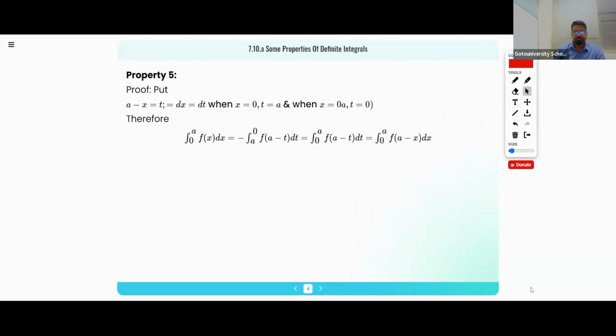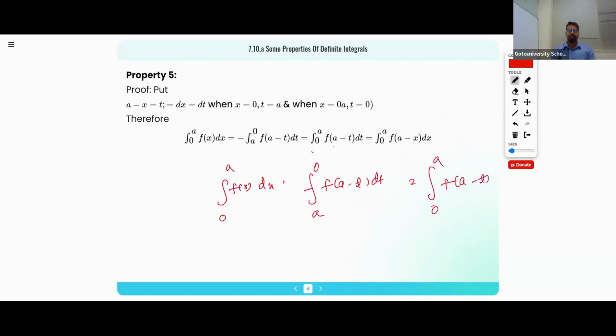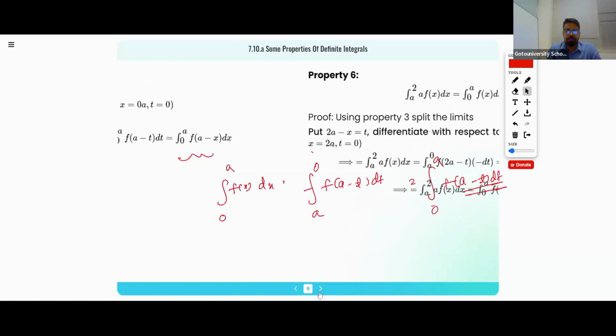The next one is integral of 0 to a f of x dx is equal to integral of a to 0 f of a minus t dt. Which is also equal to this, 0 to a, we can change the direction, 0 to a f of a minus t dt. All that is same. So these values are all same. So try to understand and remember them.